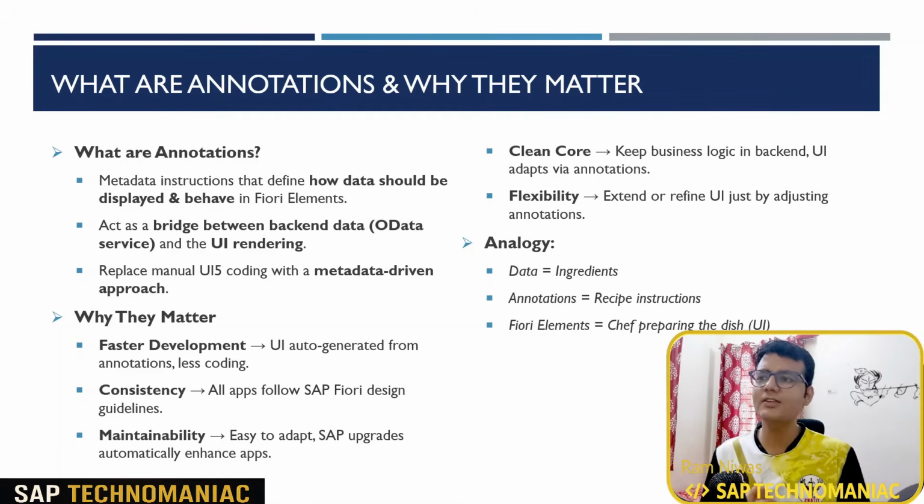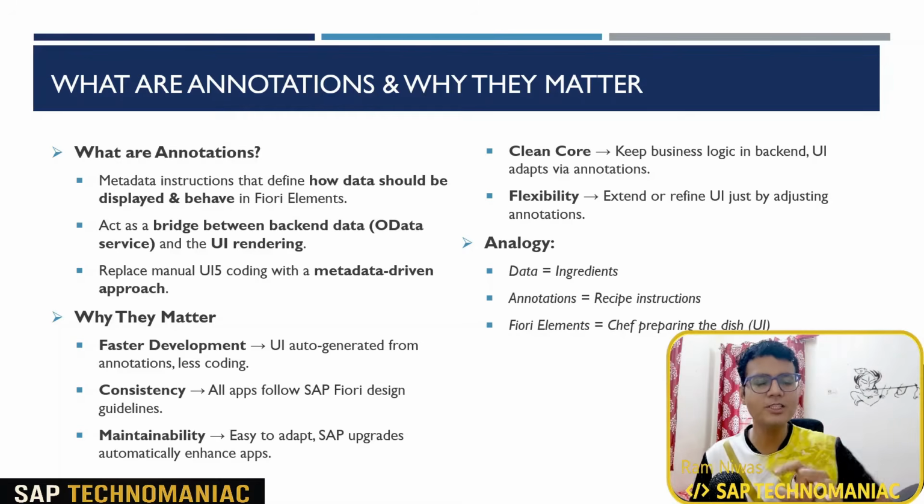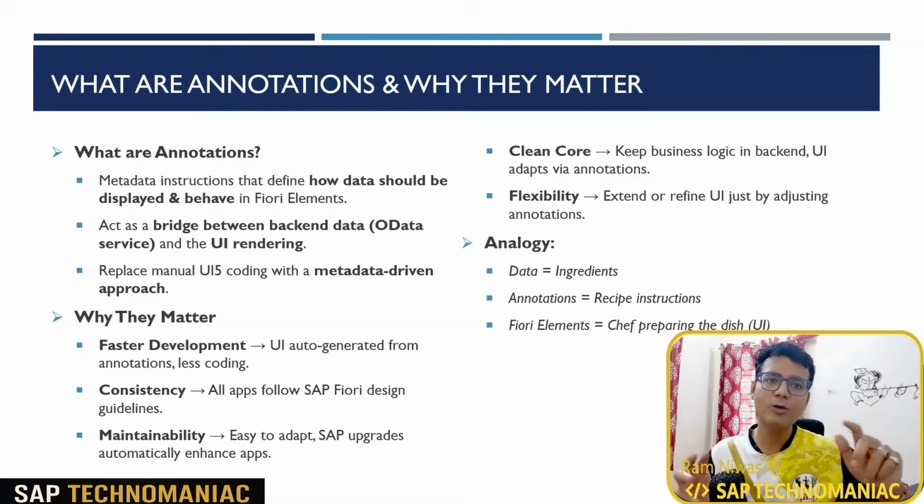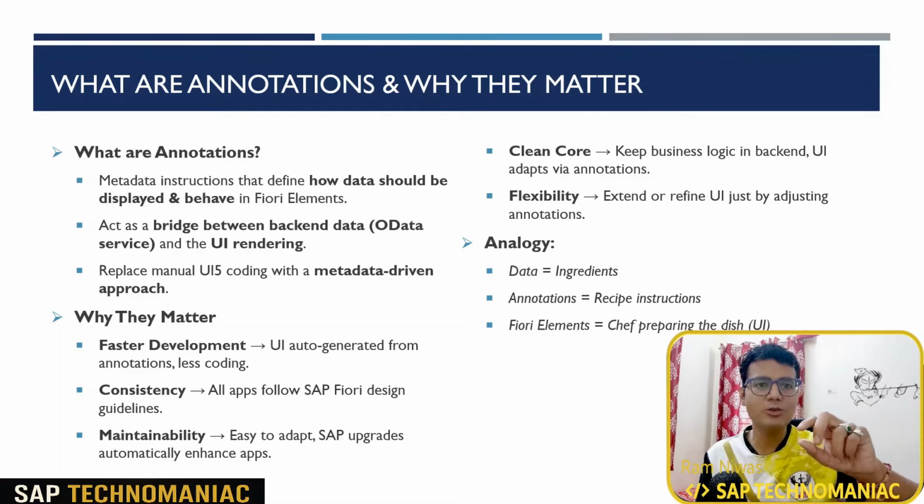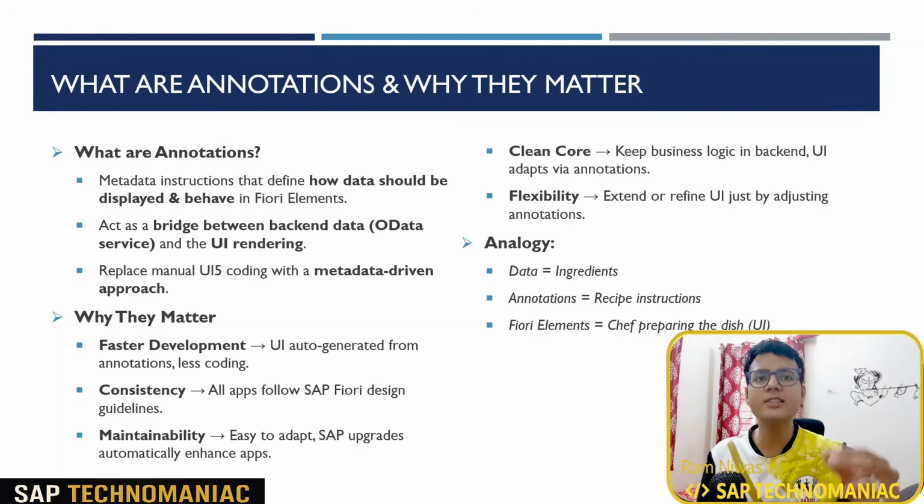Just a quick revision. First, faster development, because we don't need to reinvent the wheel again and again. I don't need to write the code for how this particular selection filter control should be displayed, how this particular column should be displayed, or how this control looks. For each control I don't need to write the back-end JavaScript code. I just have the instruction, and the Fiori framework automatically generates those elements.